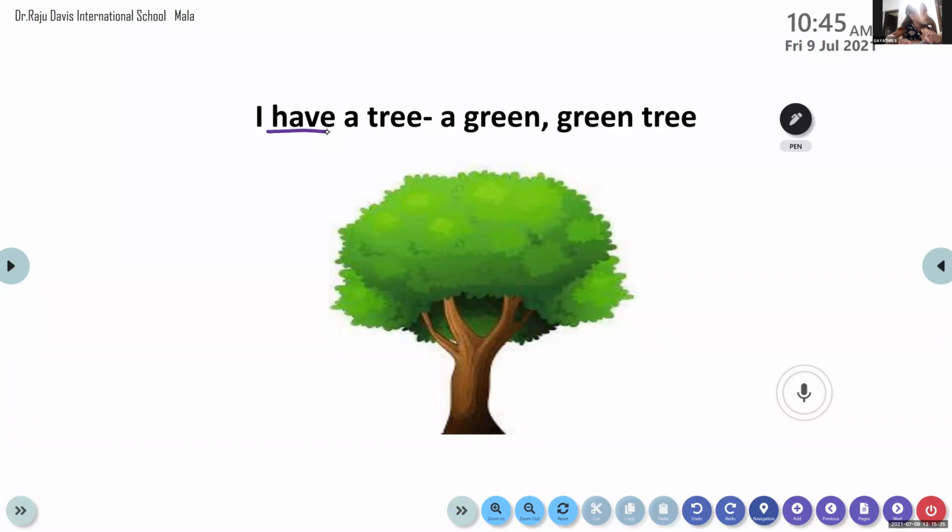T-R-E-E. Tree. Right. Very good. Continue. G-R-E-E-N. Green. Yes, green.